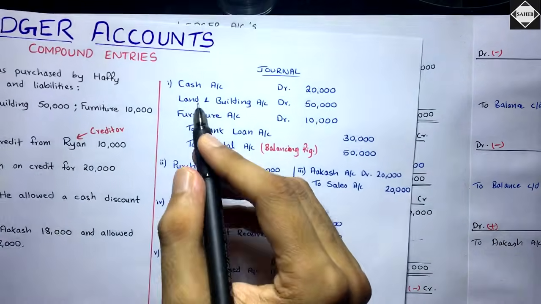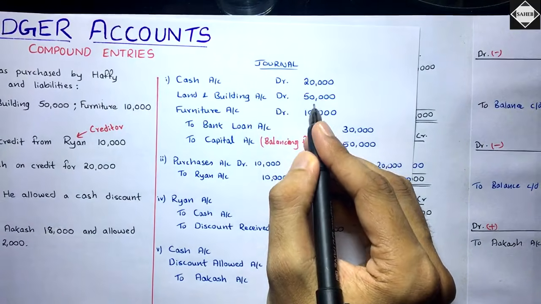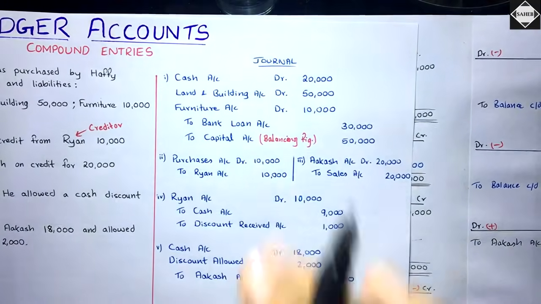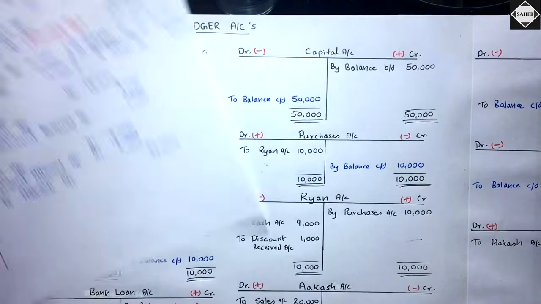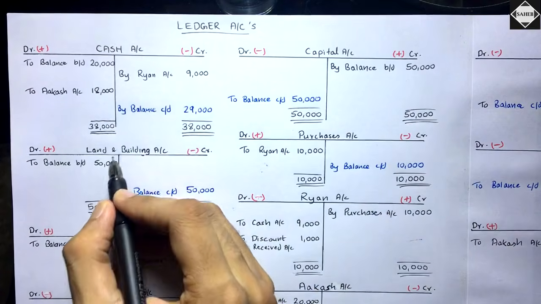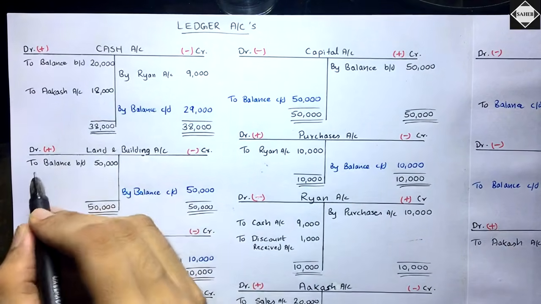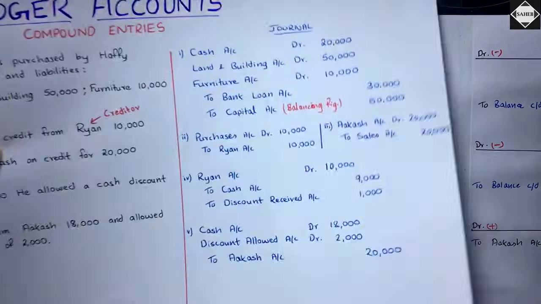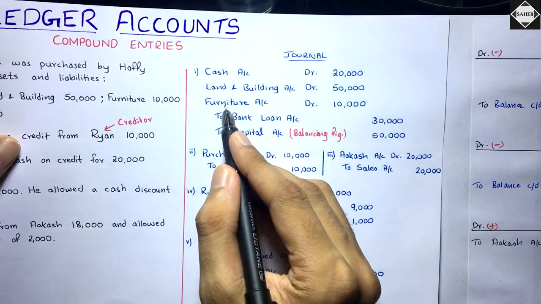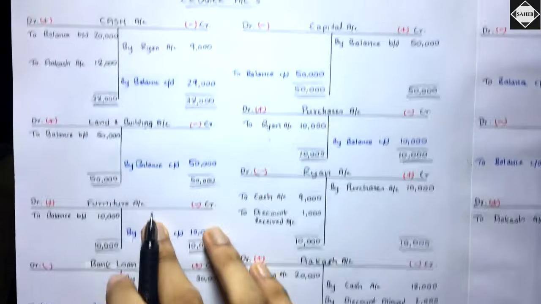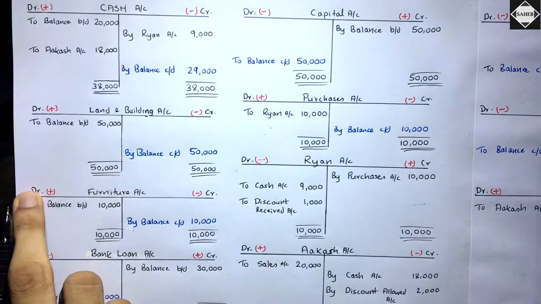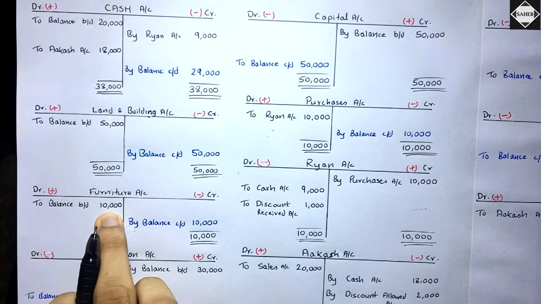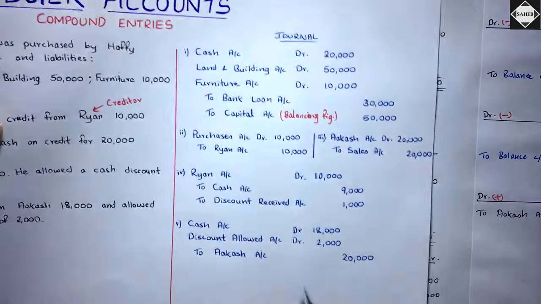See here. Next you have land and building account debit 50,000. When Happy purchased the business, land and building was already there. That came along with the business. So again the same thing, opening balance: land and building has been debited because it was already there. To balance brought down 50,000. Is that clear? Next you have furniture. The same thing, it was already there. It has been debited by 10,000. Go to the furniture account. Furniture account debit because the balance is already there. So to balance brought down 10,000. Is that clear?